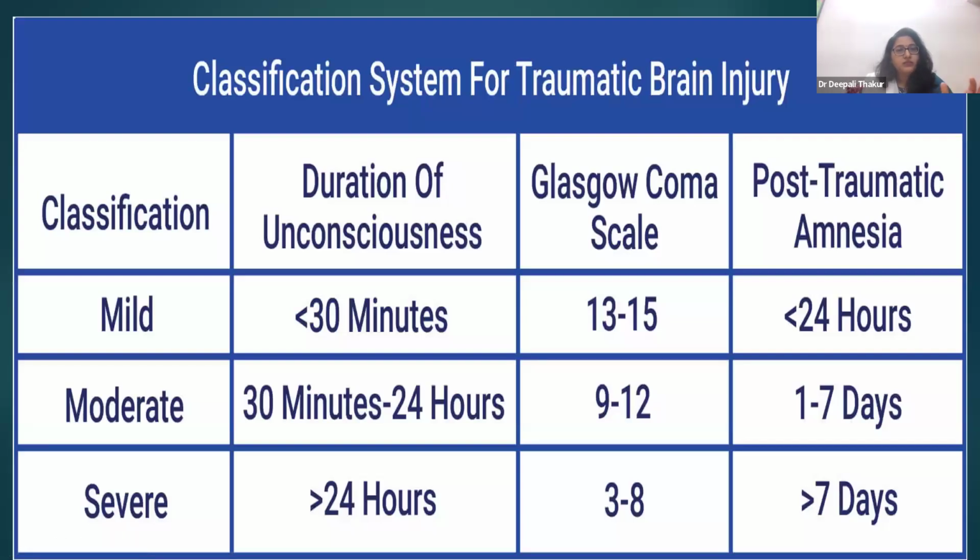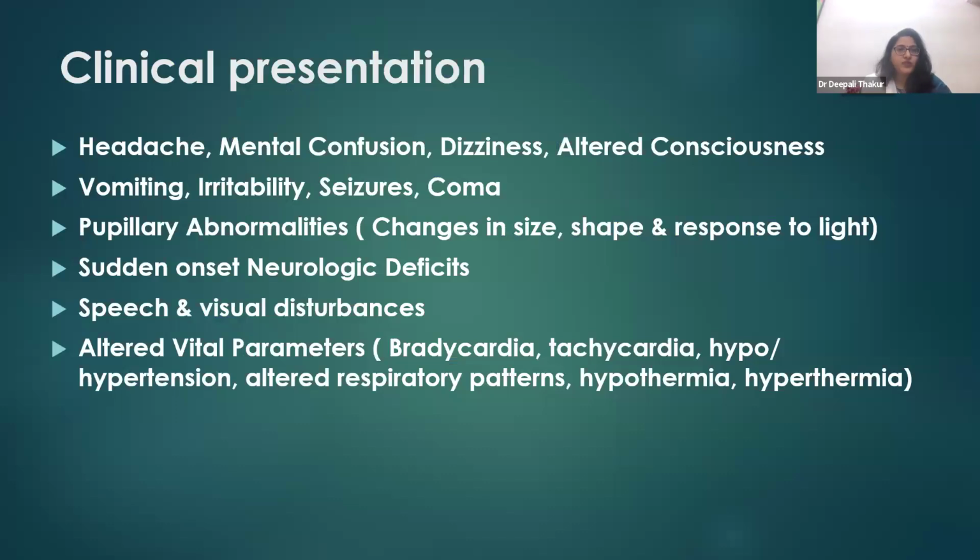Depending upon the Glasgow Coma Scale, these traumatic brain injuries can be classified as mild, moderate, and severe. Severe ones are GCS score between 3 to 8, and mild ones are 13 to 15. Moderate and severe, this GCS sector actually requires our intensive management and observation.